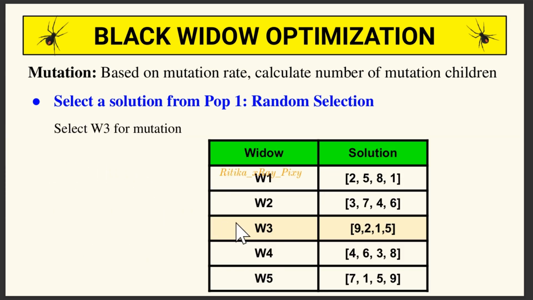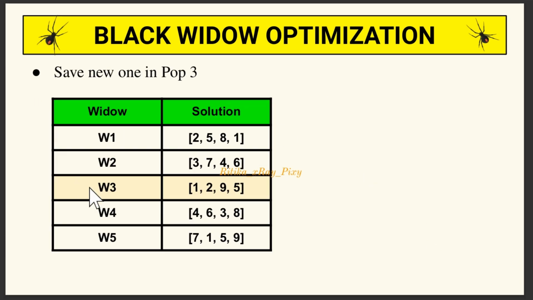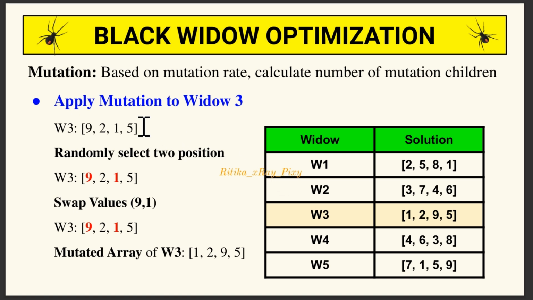Now we will perform the selection. Suppose we randomly selected the third widow for the mutation. Now we will apply the mutation to this third widow. So the original widow array we have is 9, 2, 1, 5, and from this array we will randomly select 2 positions. Now suppose we selected positions 0 and 2. Now swap the values at these positions. So we swap 9 with 1. After the swap, the mutated array for this widow is 1, 2, 9, 6.